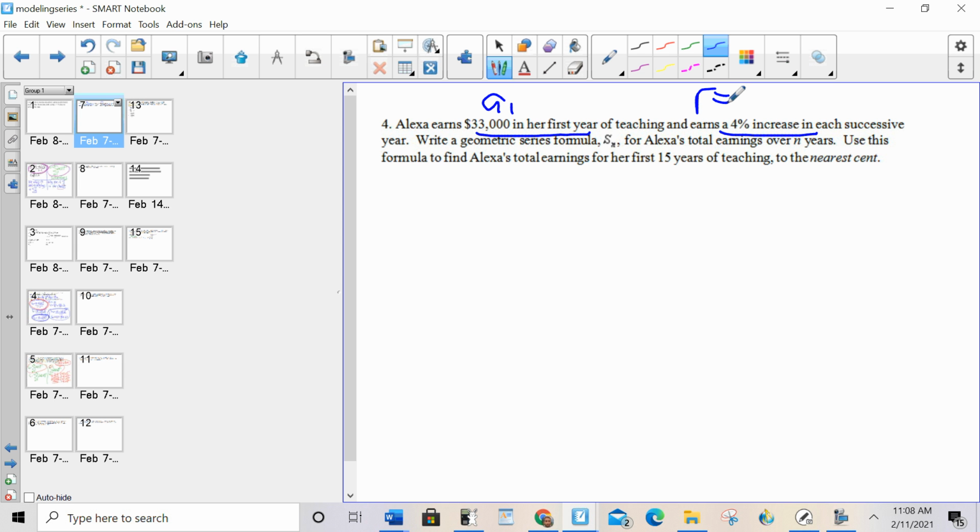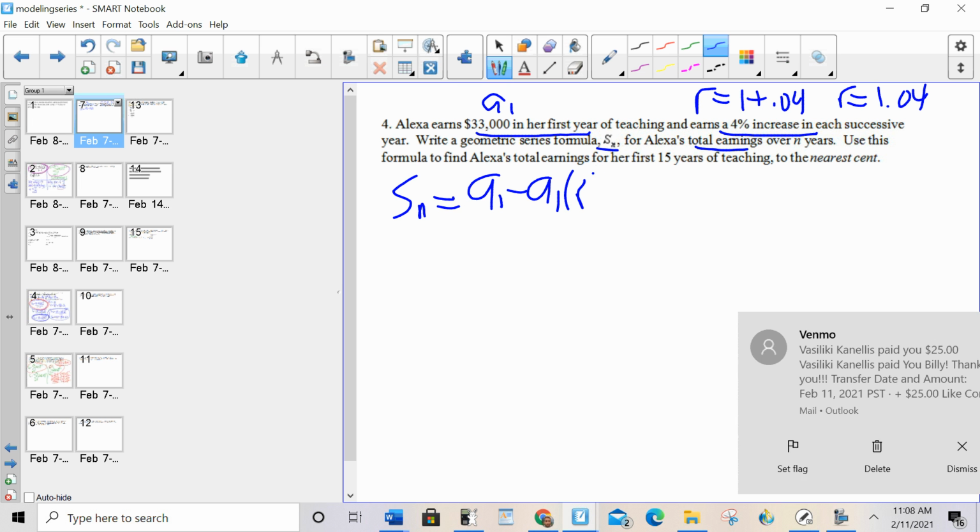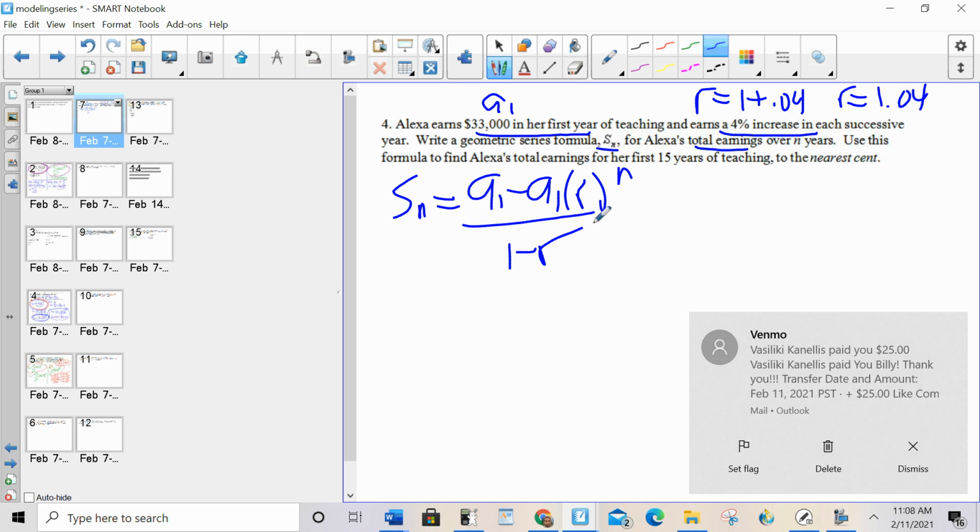If I'm increasing by 4%, it's 1 plus 0.04. R is 1.04. It says SN, so that makes it even easier. You don't have to think about it. And it's SN because it's her total earnings, not how much she's earning each year. That would be A of N, but her total earnings, the first year plus the second year plus the third year, is SN. So again, your go-to is your explicit, A1 minus A1 R to the N over 1 minus R.